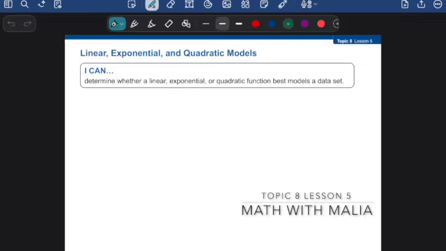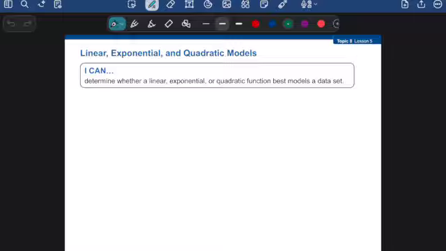Today we're doing Savvas enVision Algebra 1, Topic 8, Lesson 5, Linear, Exponential, and Quadratic Models. After this lesson, you'll be able to look at data and determine whether a linear, an exponential, or a quadratic function best represents that data.